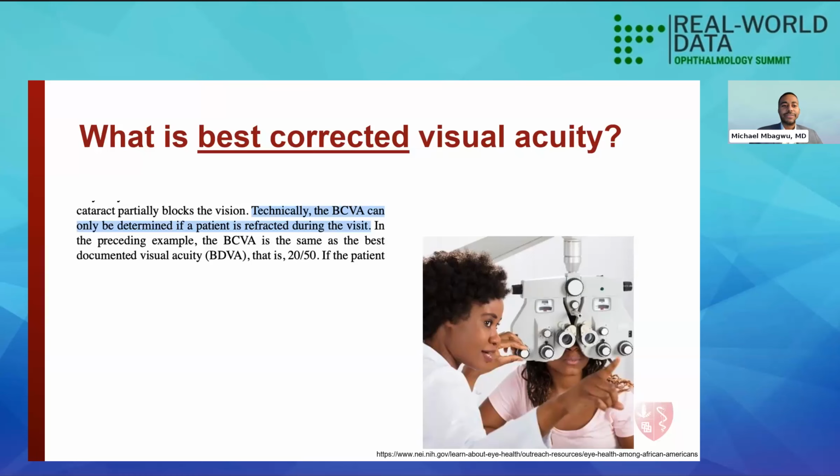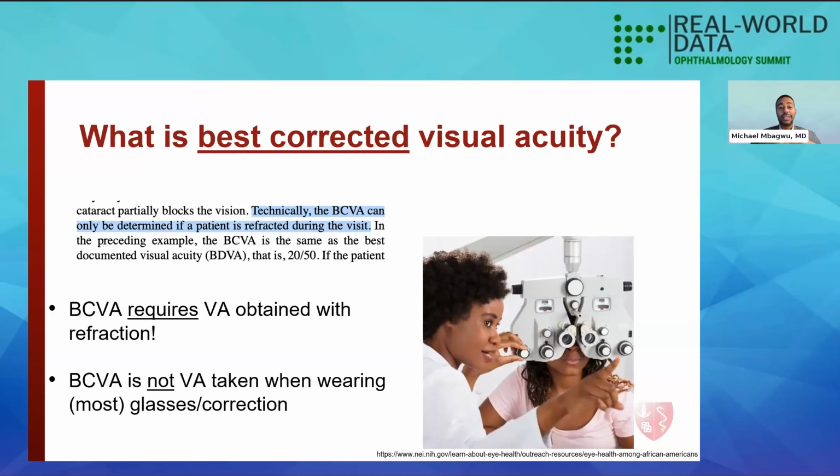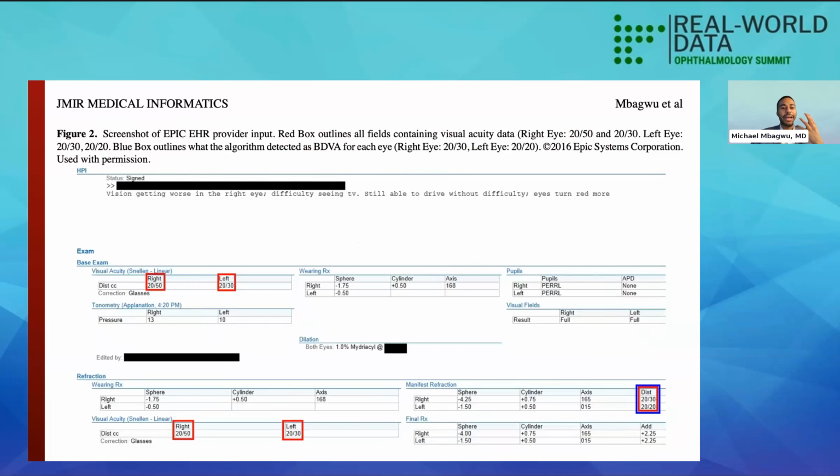For real world data, it's very important to remember that, for the most part, visual acuity is often written corrected, but not necessarily after refraction. To call something BCVA, it requires visual acuity to have been refracted or obtained in the context of refraction. And again, BCVA is not necessarily visual acuity just when wearing glasses or correction. So that's something to remember as you use data from the back end.